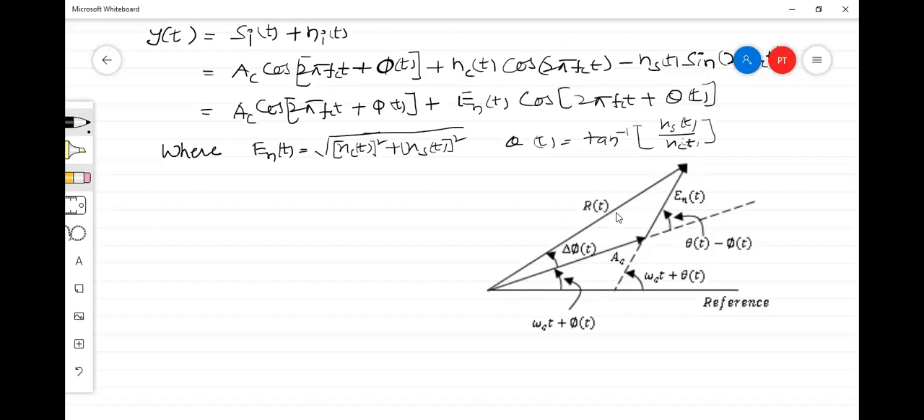Now, when you think of this resultant, that is y of t. Here I have written y of t, but R of t is the magnitude. R of t is the magnitude of the sum of these two vectors or phasors.